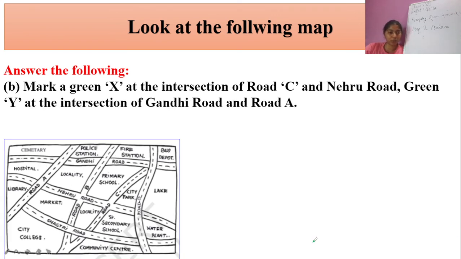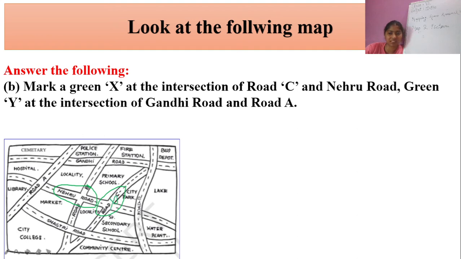Now students, what you have to do is mark a green X at the intersection of Road C and the Nehru Road. So where do we have Road C? I can see here, and the Nehru Road I can see here. So I think we have to make the green color for the intersection, so we get here, right?